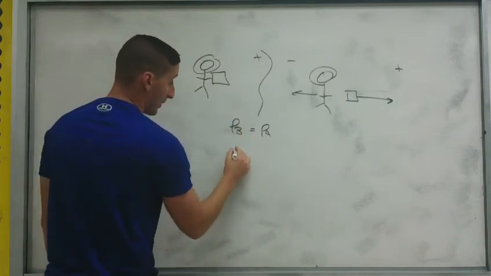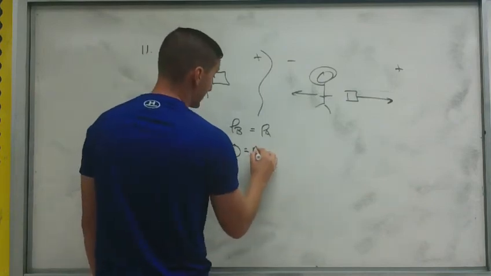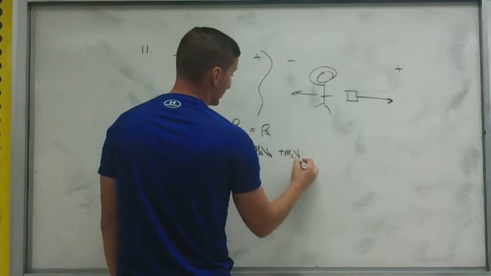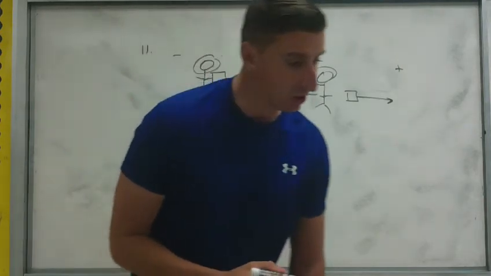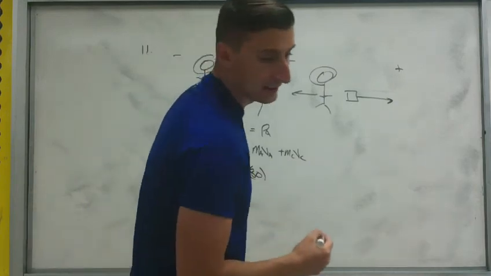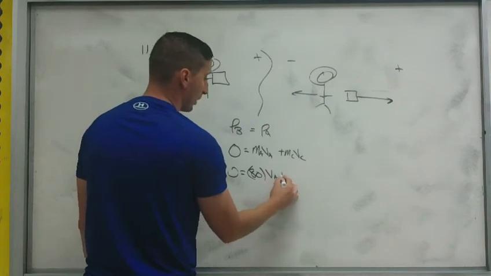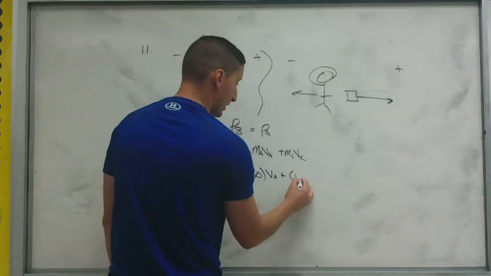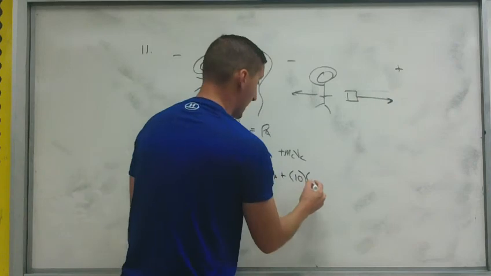None. So initial momentum is equal to 0. How many things are moving after? I have 2, so I have to represent that. Mass of the astronaut, velocity of the astronaut, plus mass of the container, velocity of the container. I go ahead and plug in. 0 equals. The astronaut is 80. We want to know how fast he moves, so I'm going to leave that as the velocity of the astronaut, plus the mass of the can, which is 10. And he throws the can at 2 meters per second.